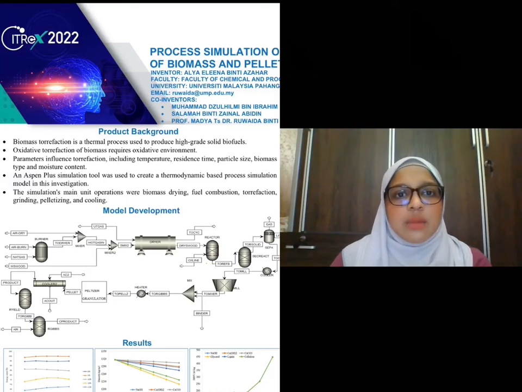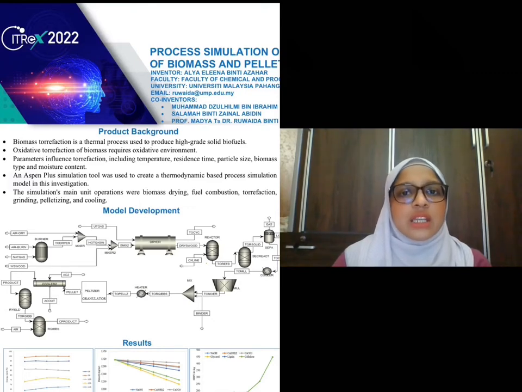Raw EFB has a high moisture level, thus thermal pretreatment of EFB is required before it can be regarded as a good fuel. Oxidative torrefaction is a biomass upgrading process in which biomass is torrefied in an oxygen-containing environment. Many operating parameters influence torrefaction, including temperature, residence time, particle size, biomass type, and also moisture content. Pelletization is one of various densification processes that involve compressing biomass into a cylindrical hole, resulting in pellets.